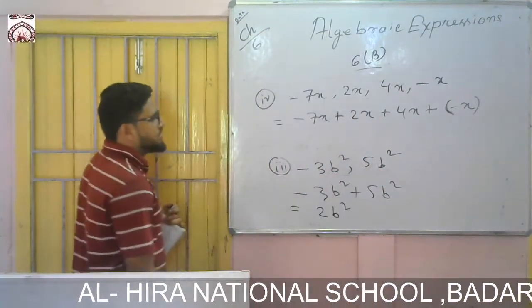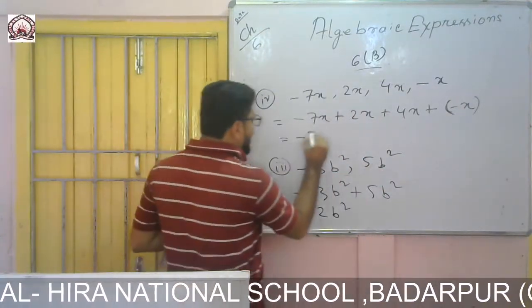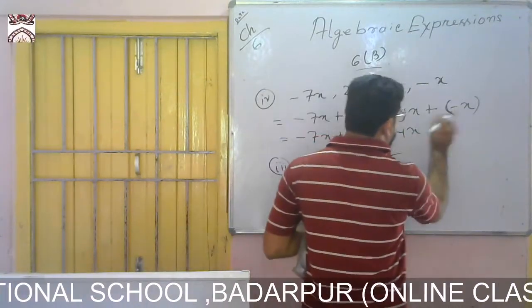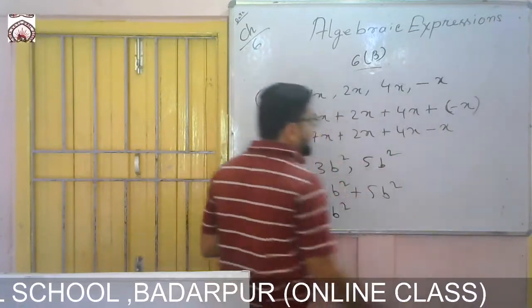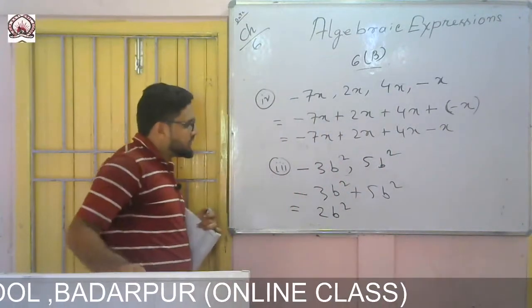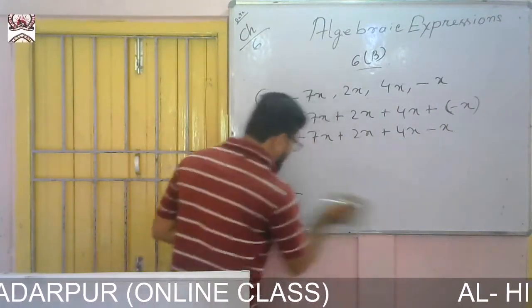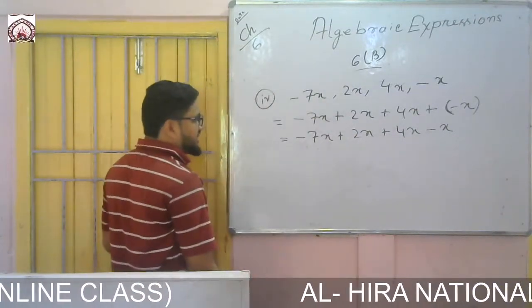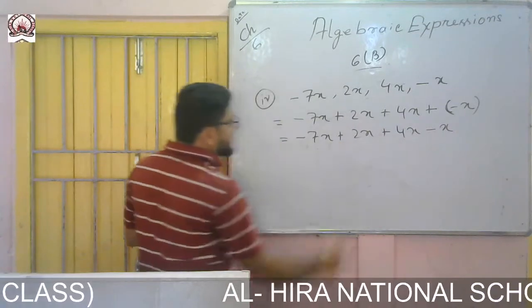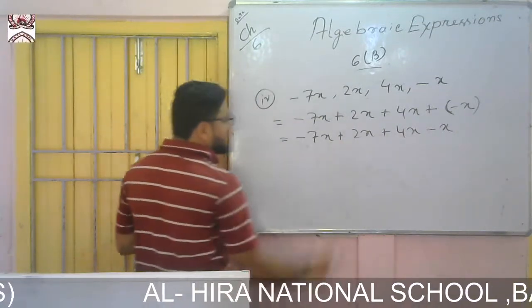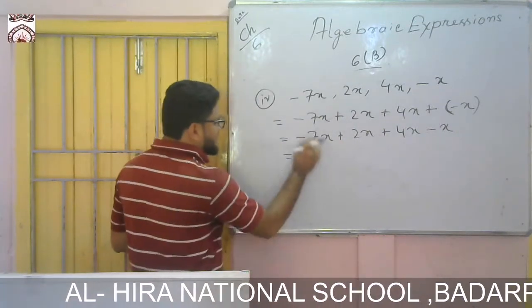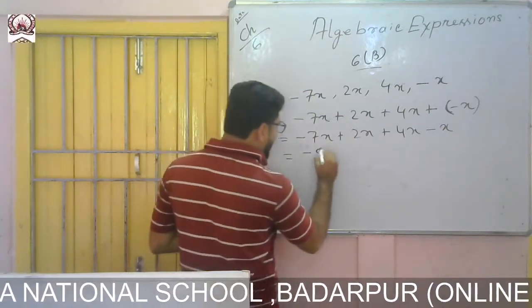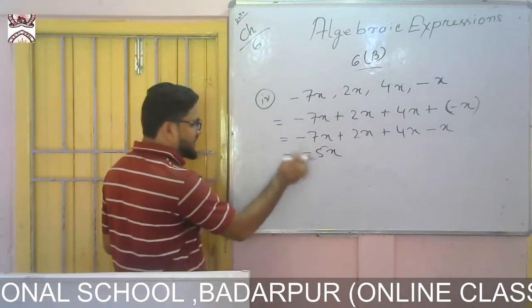Okay. So now, minus 7x plus twice x plus 4x plus minus x. Understood? Now you add. First you add all the positive terms. Plus, plus, plus. Or you can do it like this: plus minus, minus. 7x minus twice x, it is minus 5x, because 7 is bigger and the bigger symbol is minus.